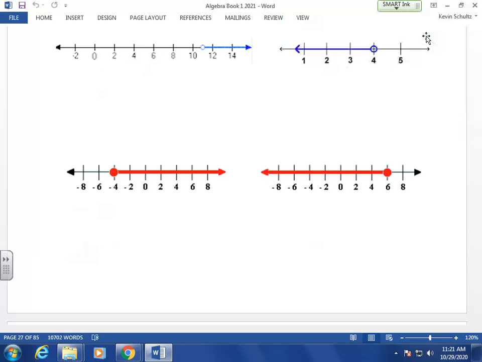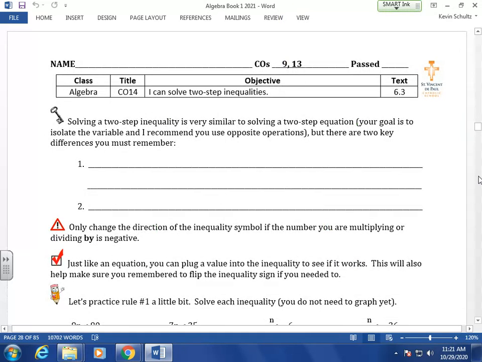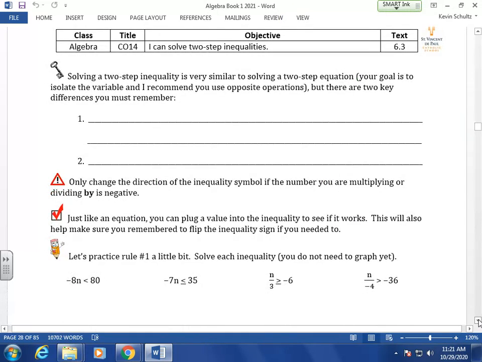In CO14, like I said, we're going to start to solve two-step inequalities. And quite frankly, if you were to cross out this word inequalities and write equations instead, the process would be virtually the same. Okay? If you already know how to solve a two-step equation back from PO9 and a little bit in PO10, this is the same process with two exceptions.